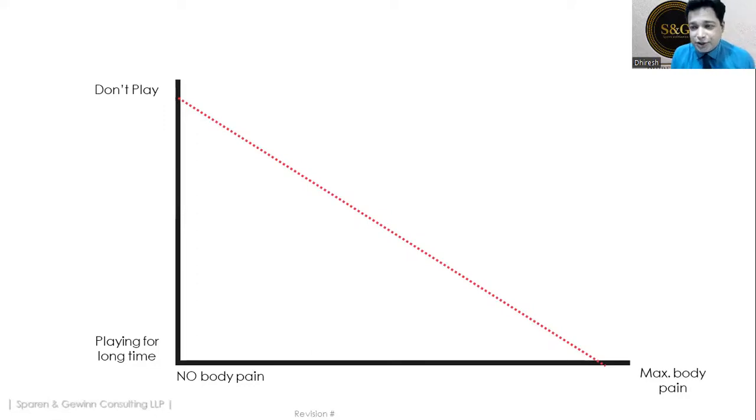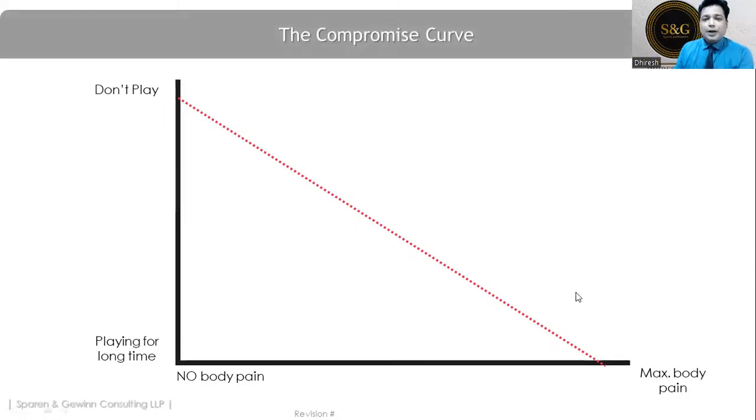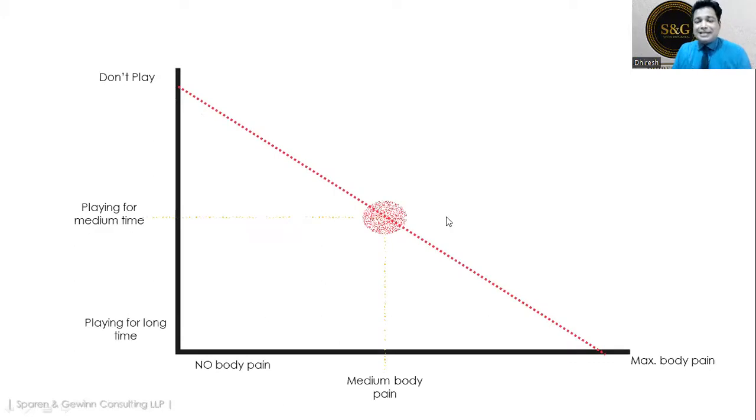Generally, what we do in such scenarios is a compromise. What is a compromise? A compromise is nothing but a middle ground of both situations. We want to play, but we don't want the body pain. In both situations, the compromise would be the middle ground. What could the compromise be? Something like playing for a medium time. Instead of 2 hours, let's play for half an hour or 1 hour. That's it, so that I will have a medium body pain.